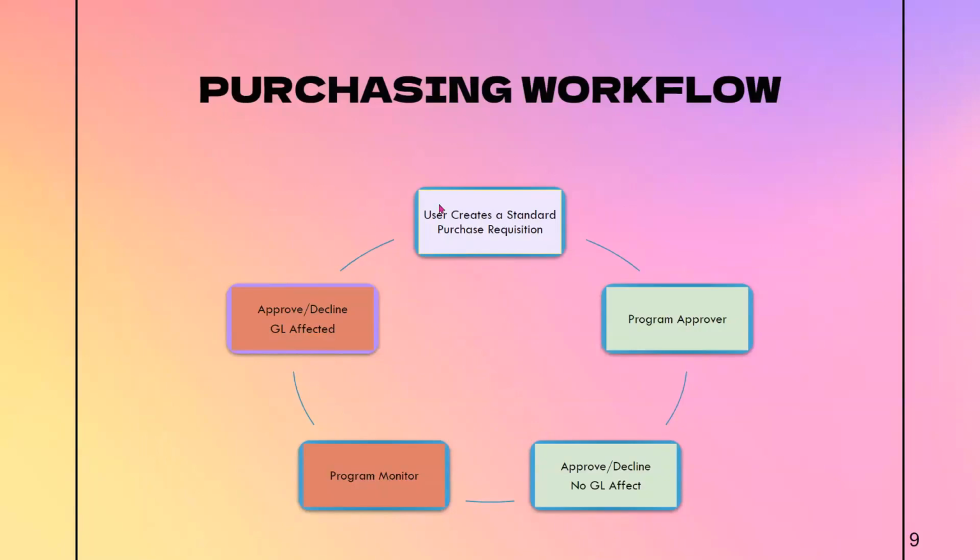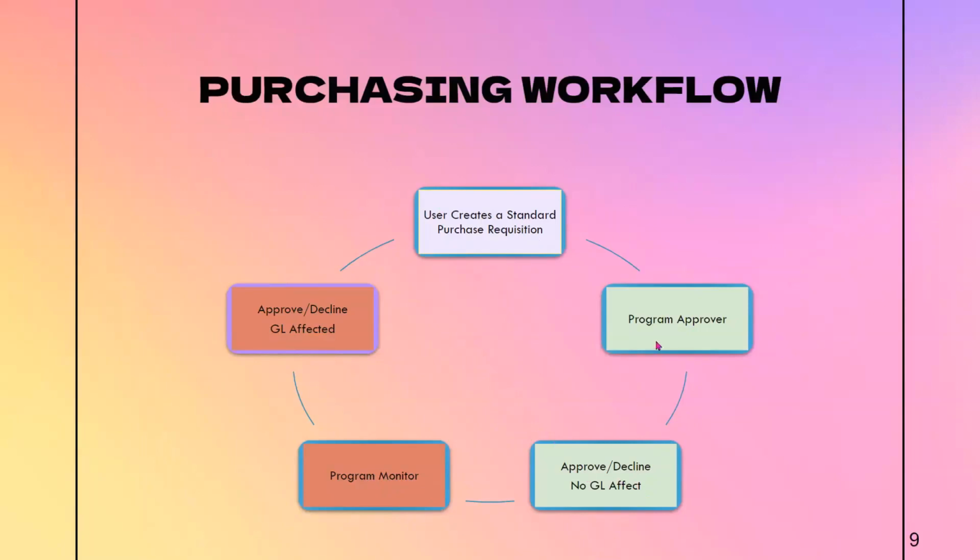The purchase requisition workflow starts with a user creating the purchase requisition. When we submit it, it goes to our program approver. They have two decisions to make: approve or decline. If they approve, it goes forward. If they decline, it goes backwards, back to the user to address whatever the reason for the decline is.